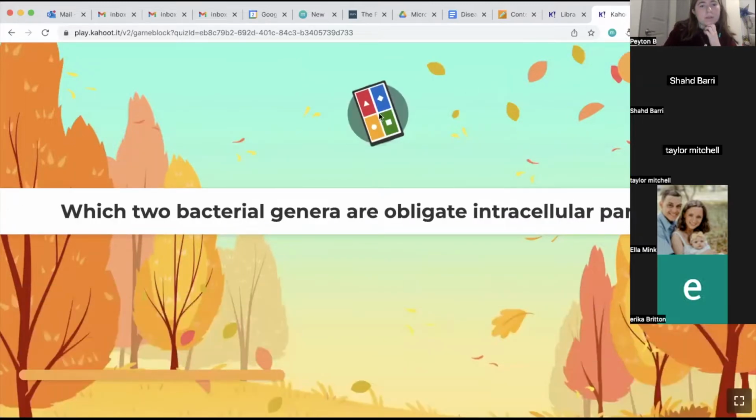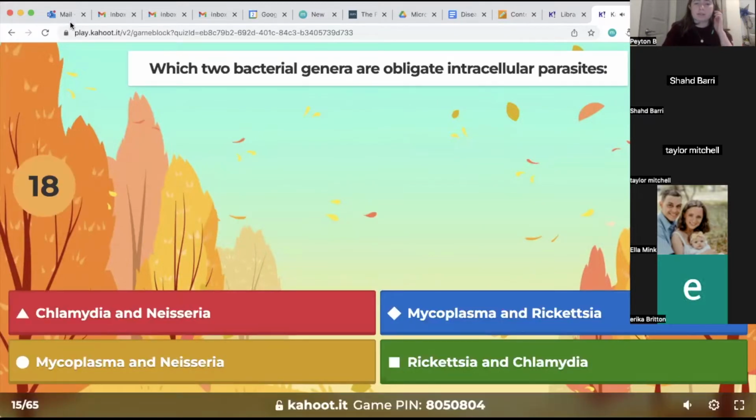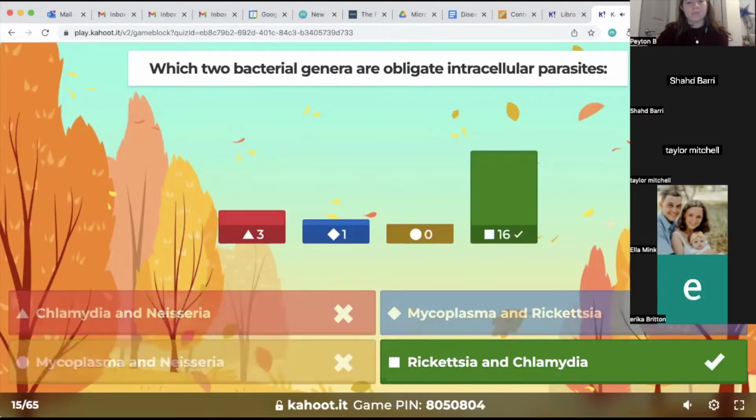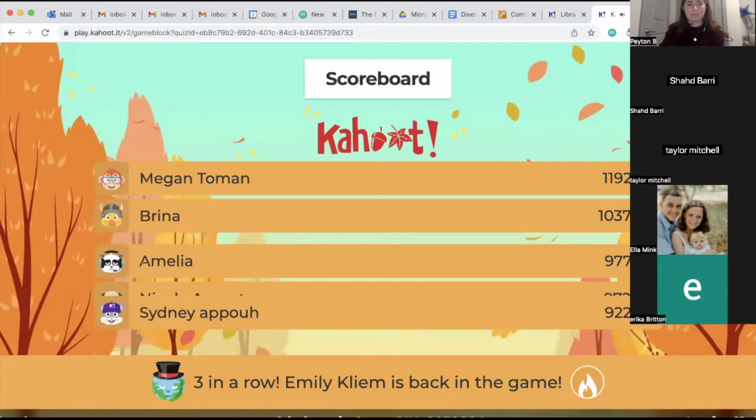Which bacterial genera are obligate intracellular parasites? There are two, and the bacteria in them are obligate intracellular parasites, which is the thing you usually associate with viruses. But nope, these bacteria do it too. Rickettsia and Chlamydia. Very, very good job, guys. That is correct.